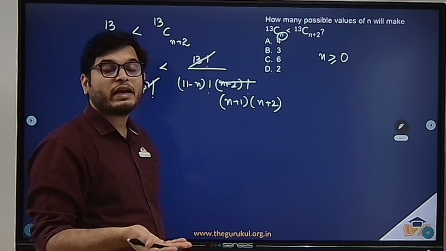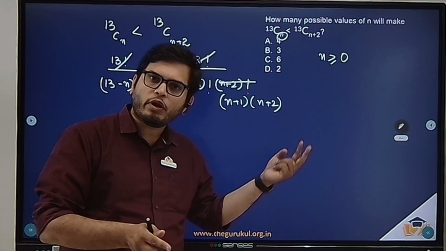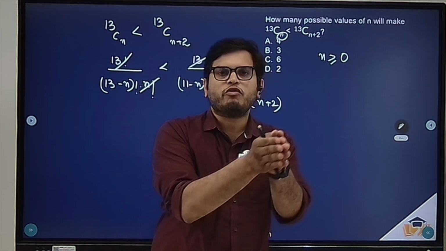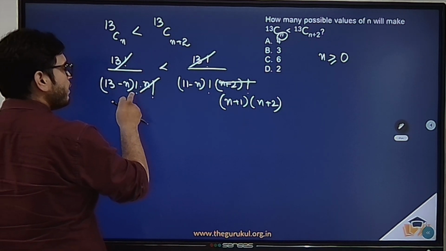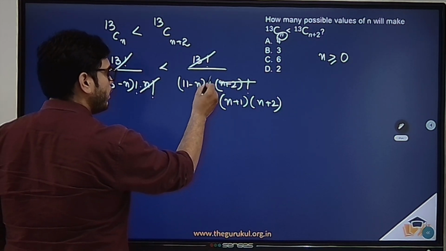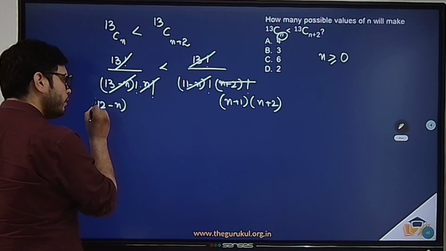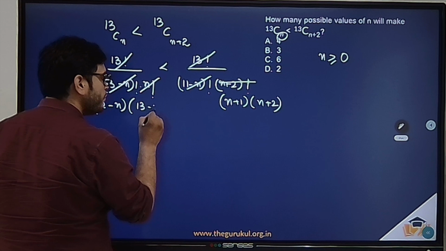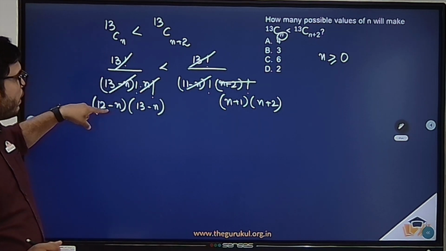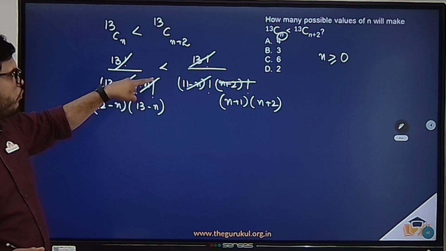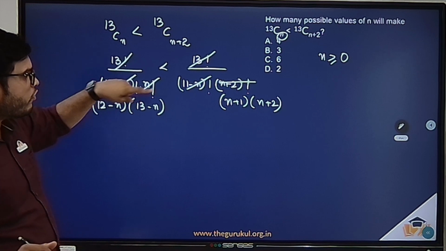Because (n plus 1) factorial is nothing but n factorial into (n plus 1), and (n plus 2) factorial would be n factorial into (n plus 1) into (n plus 2). Now coming to (13 minus n) factorial and (11 minus n) factorial, I can cancel these and you will be left with (12 minus n) into (13 minus n). Now 1 by (12 minus n)(13 minus n) should be less than 1 by (n plus 1)(n plus 2). Now let me cross multiply.